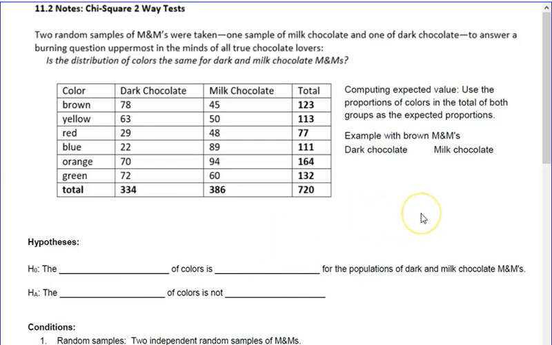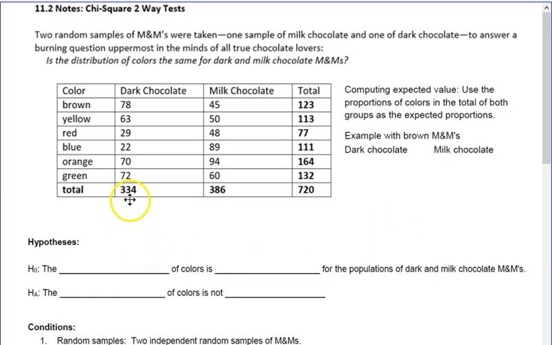We're going to start our 11.2 notes, which are about chi-square two-way tests. Two random samples of M&Ms were taken, one sample of milk chocolate and one of dark chocolate, to answer a burning question uppermost in the minds of all true chocolate lovers. Is the distribution of colors the same for dark and milk chocolate M&Ms?